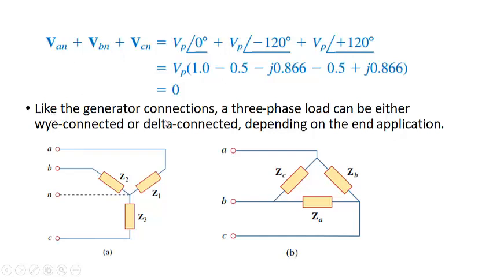Like the source connections, a three-phase load can either be Y connected or delta connected depending upon the applications. So a load can be connected in star or Y, or it can also be connected in delta, and they can also be balanced. This system of load can be balanced only when Z1 is equal to Z2 is equal to Z3. This system can be balanced when ZA is equal to ZB is equal to ZC.